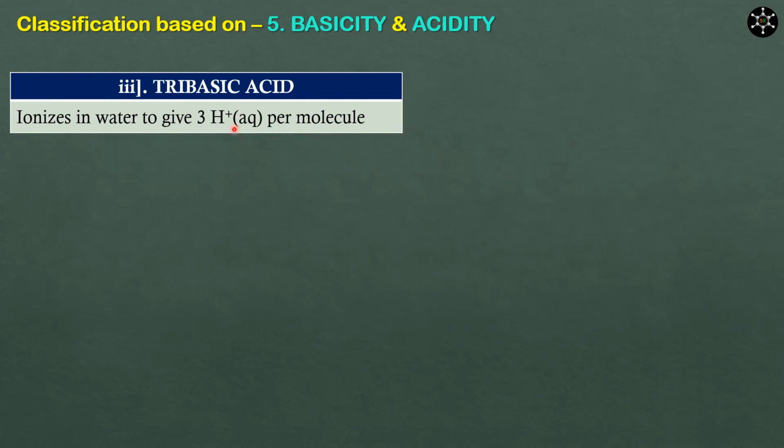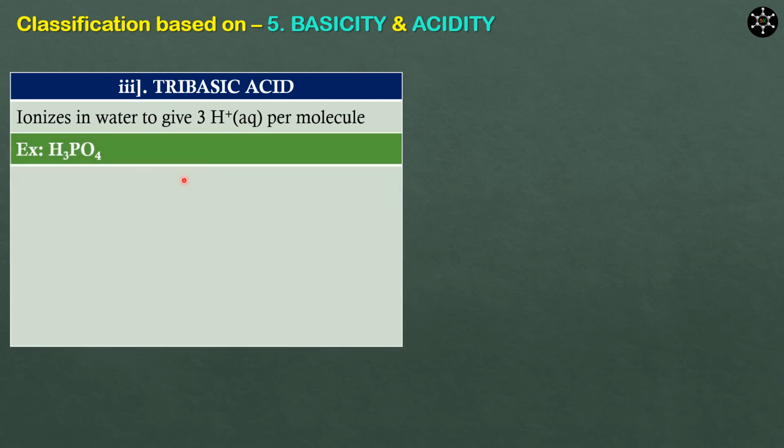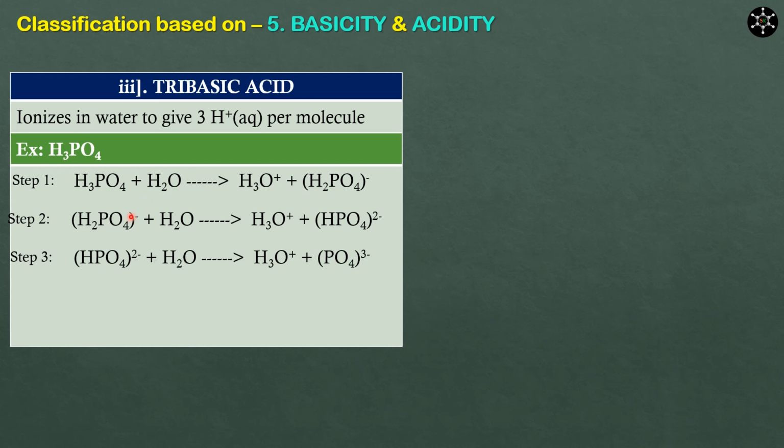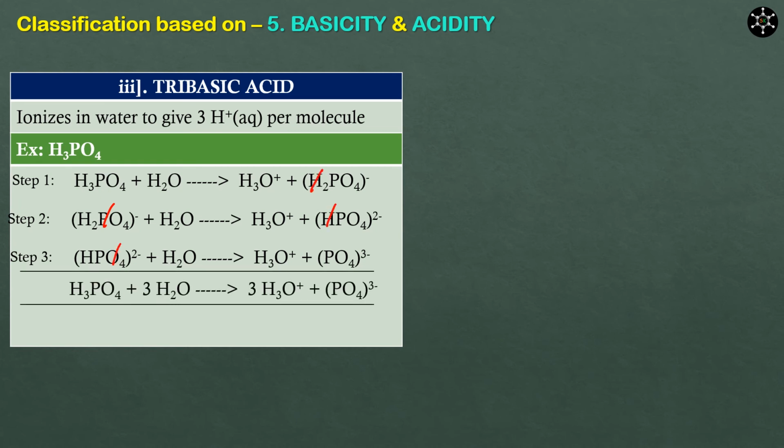Tribasic acid ionizes in water to give 3 H+ ions per molecule. The best example is H3PO4, that is phosphoric acid. This ionizes in water in 3 steps, losing 1 H+ in every step. If we sum up these 3 steps, then these ions cancel each other, giving the overall equation like this. We can see here 1 H3PO4 donating 3 H3O+ ions. So, the basicity of H3PO4 is 3.